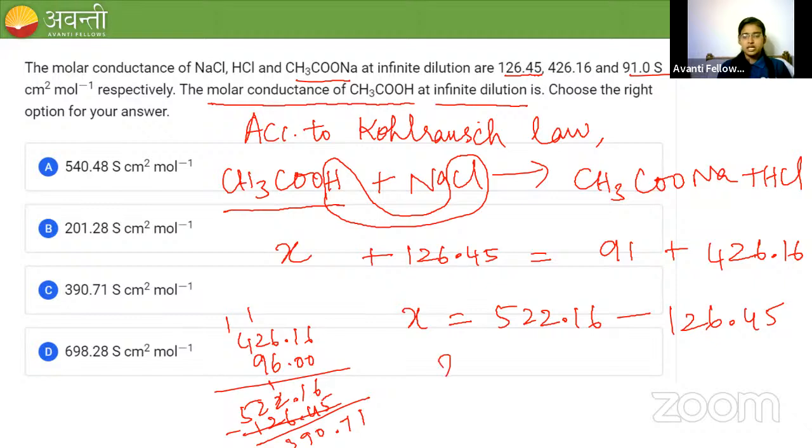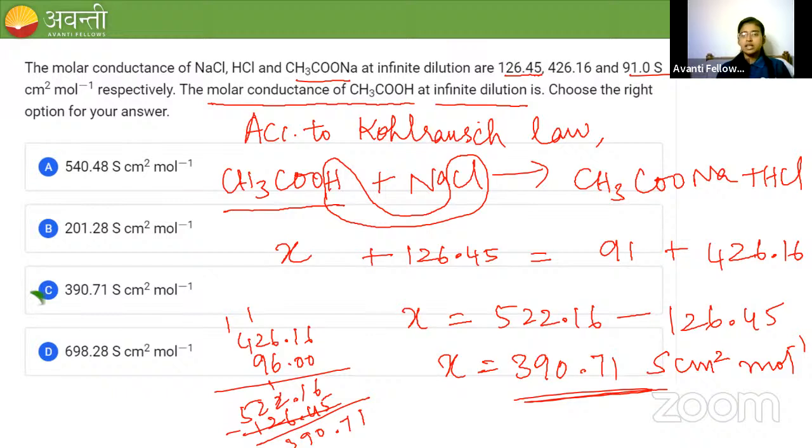So X value is equal to 390.71 Siemens centimeter square per mole. Okay, so option C is the correct answer for this question. Very good, Sanika. Good. So now we all have understood how to solve this question.